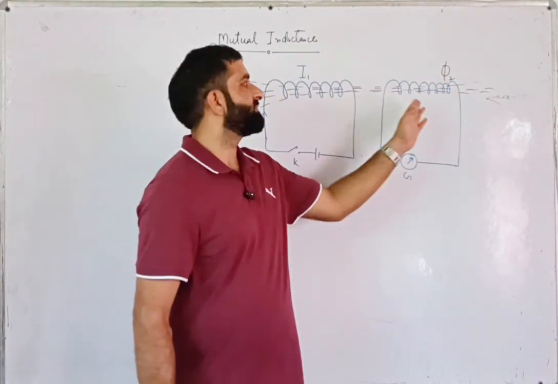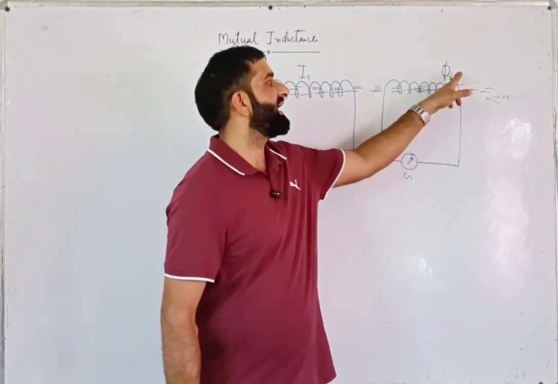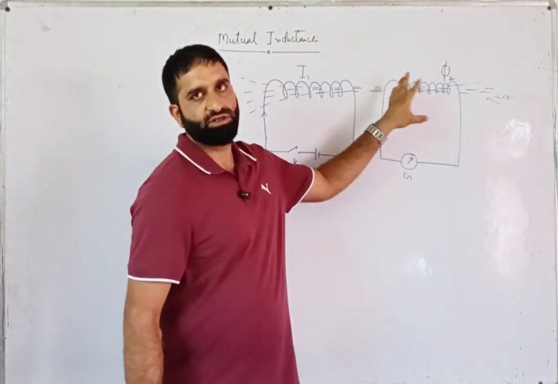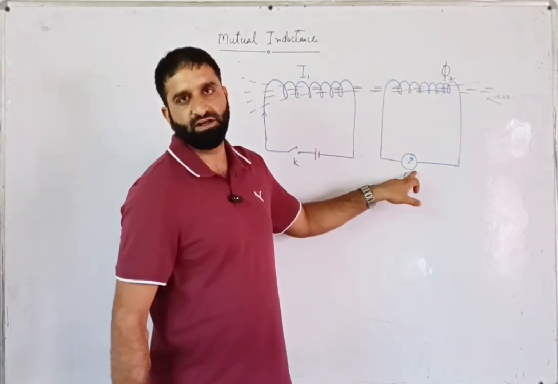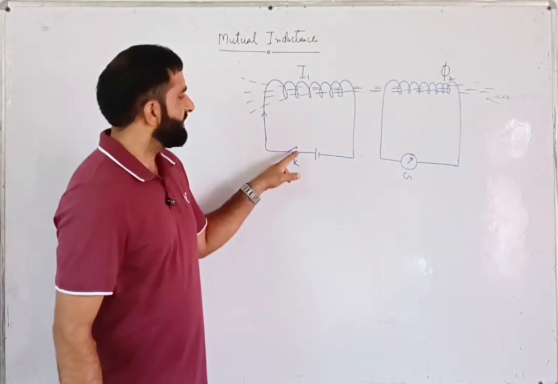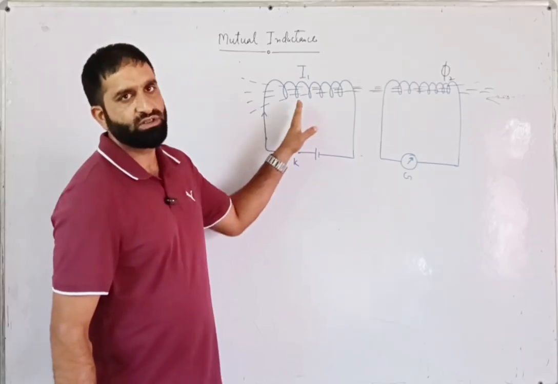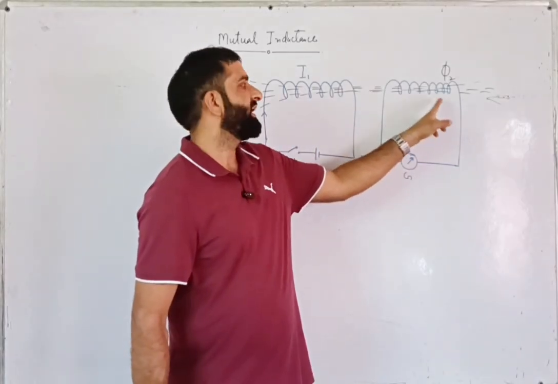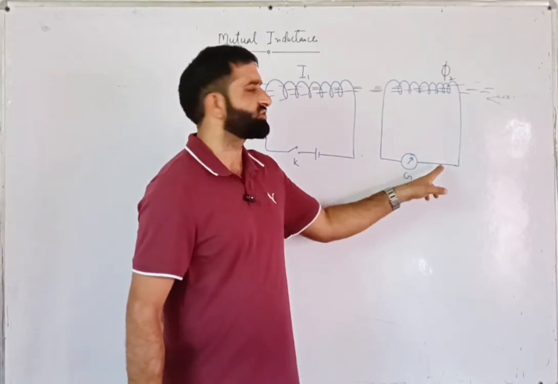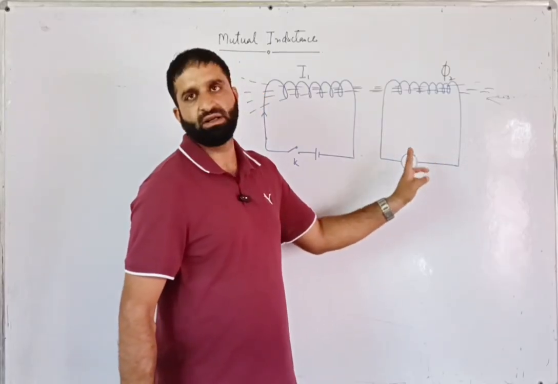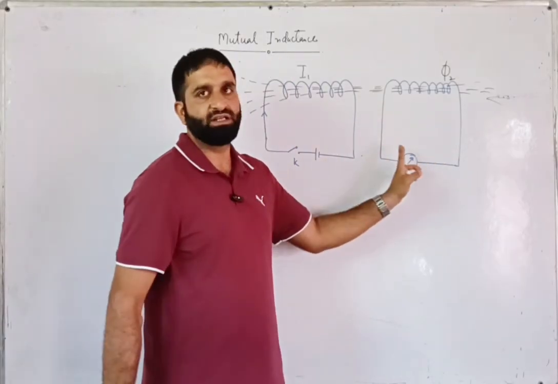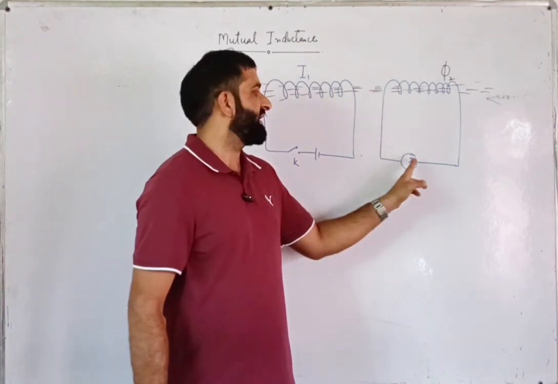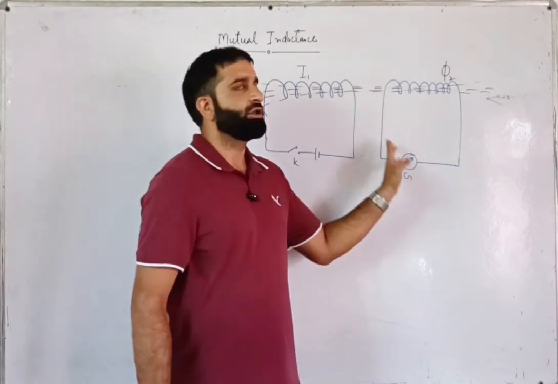How is the flux produced? By that change in flux, a current is produced in this coil, by which we get a deflection. Now, when the key is pressed off, the current decreases, so the flux linked with this coil changes. Again the current is induced in this coil, and the galvanometer gets deflected. But the deflection is opposite when we press on and when we press off.